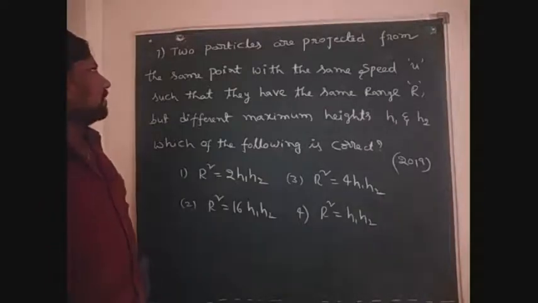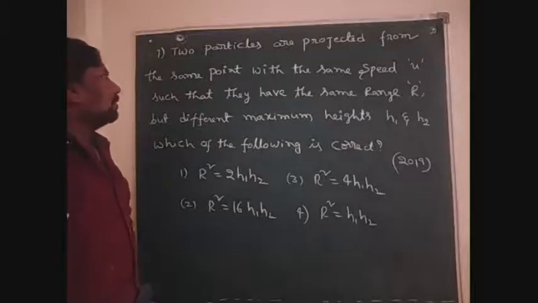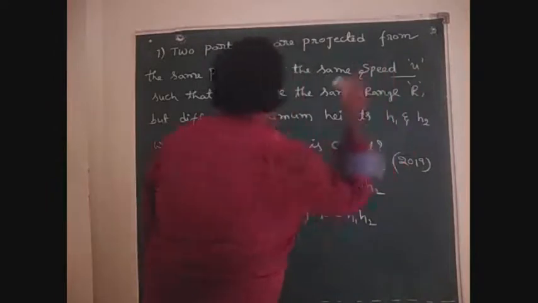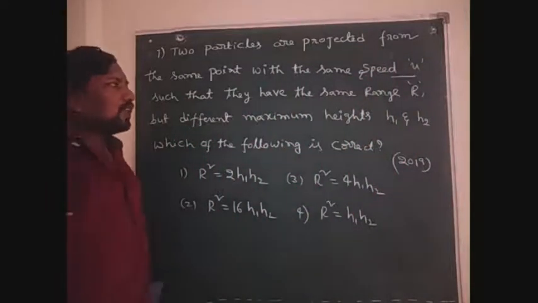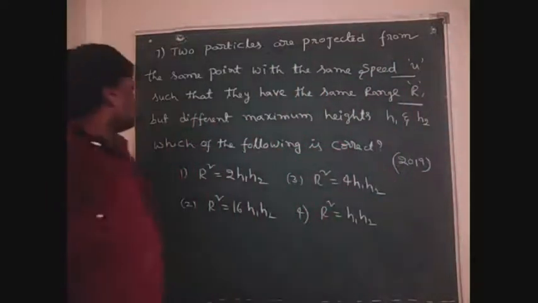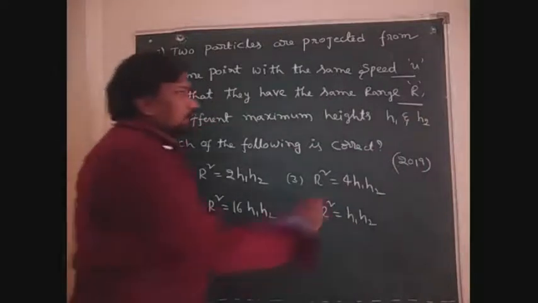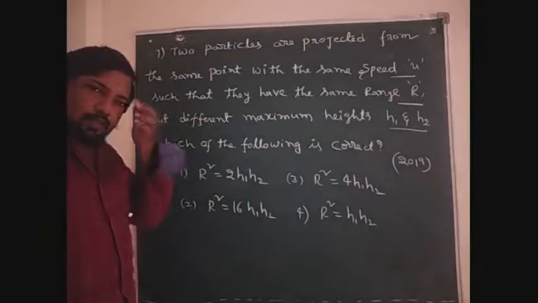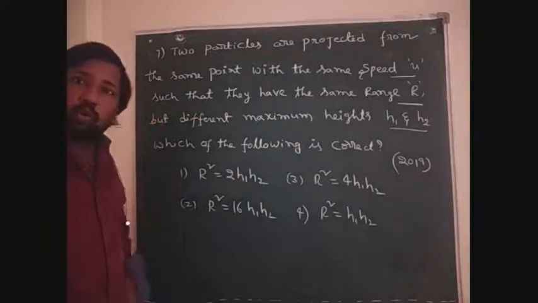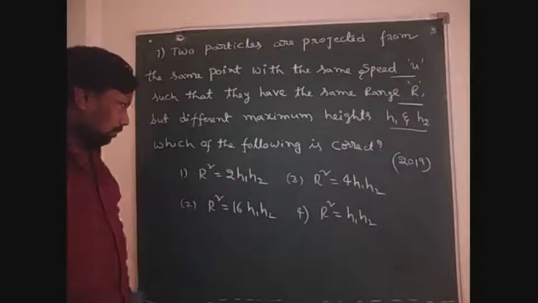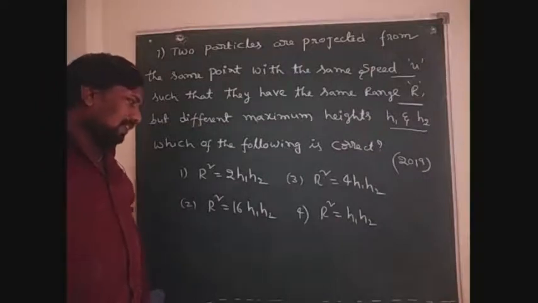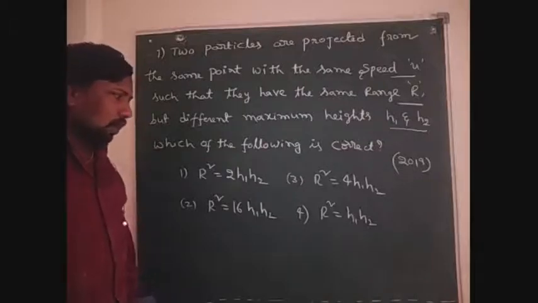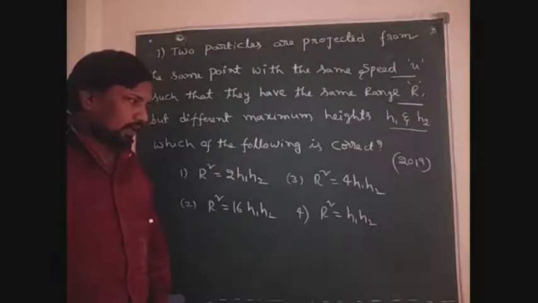Okay, problem number 7. Two particles are projected from the same point with the same speed u, such that they have the same range but different maximum heights. H1 and H2 are the maximum heights. Which of the following is correct? Option one, R square equal to 2 H1 H2. Second option, R square is equal to 16 H1 H2. Third option, R square equal to 4 H1 H2. Fourth option, R square equal to H1 H2.